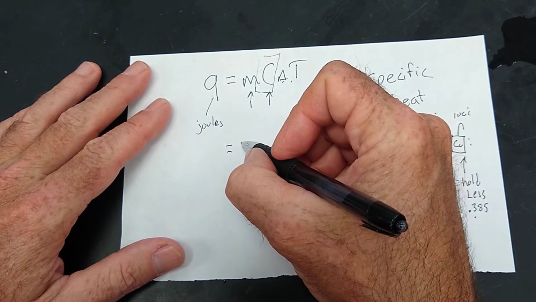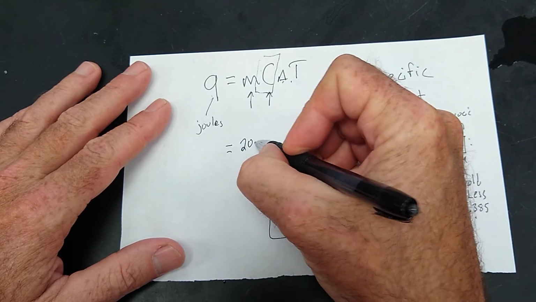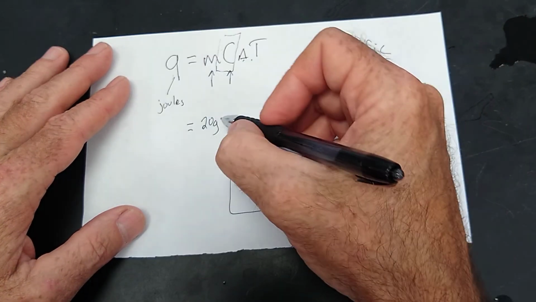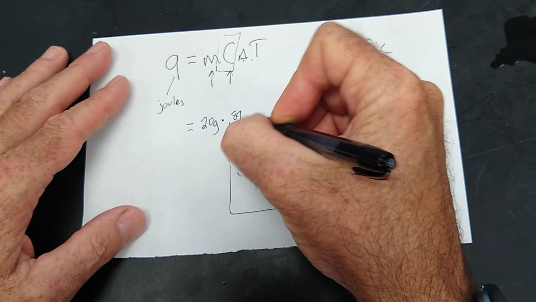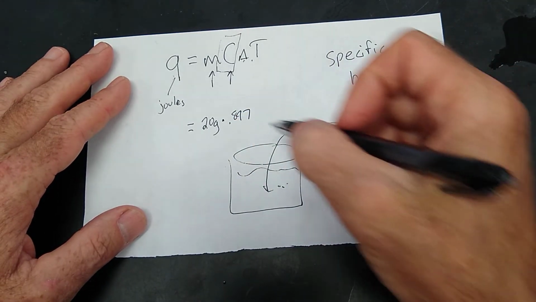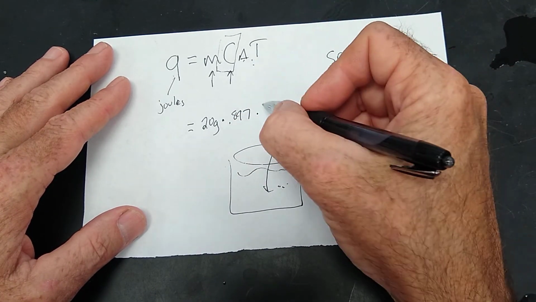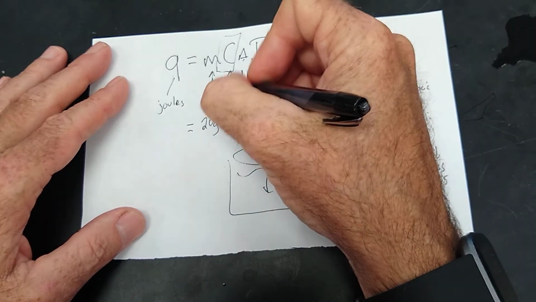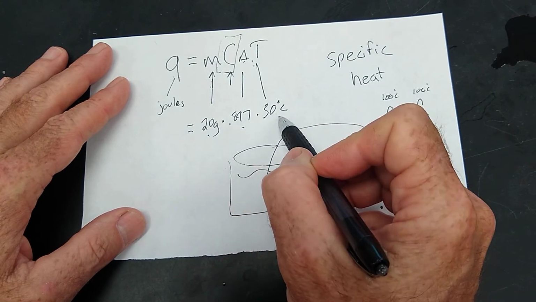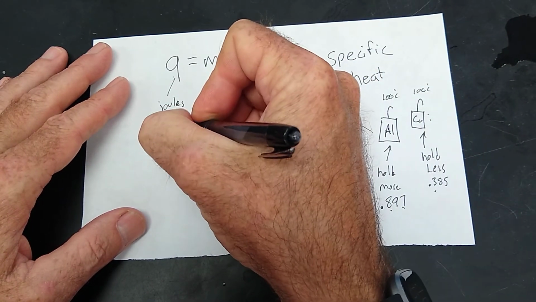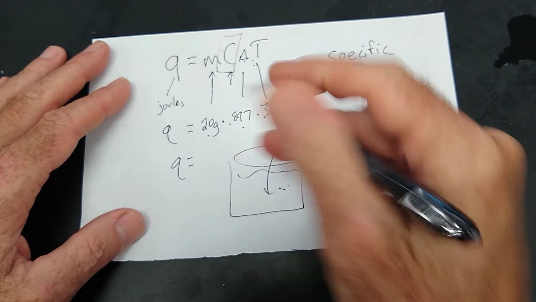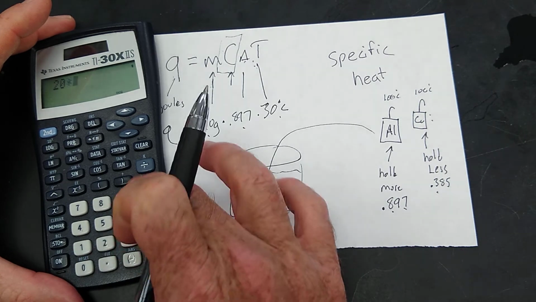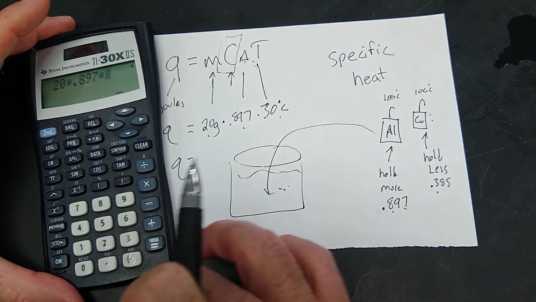Let's say we had 20 grams of aluminum. The specific heat for aluminum is 0.897. And let's say we wanted to heat it up by 30 degrees Celsius. So here are our three numbers: M times C times delta T. How many joules of energy would that take? Then you would just say literally 20 times 0.897 times 30.